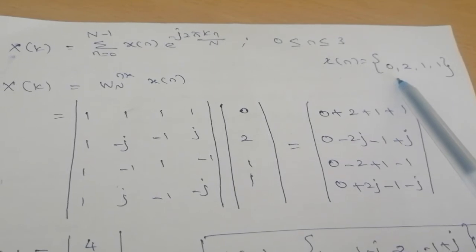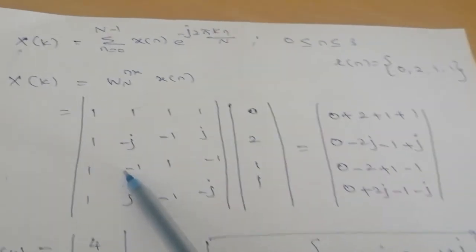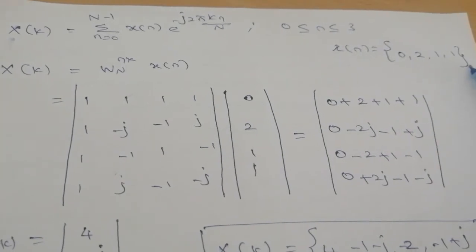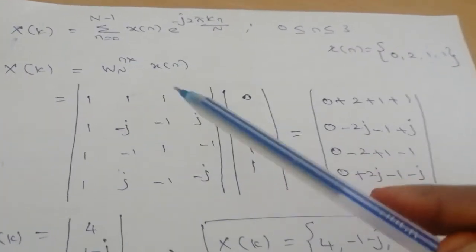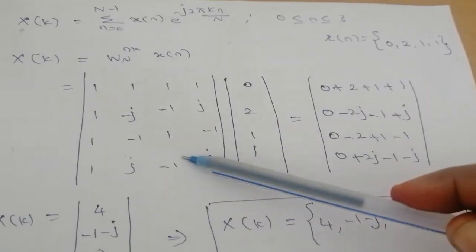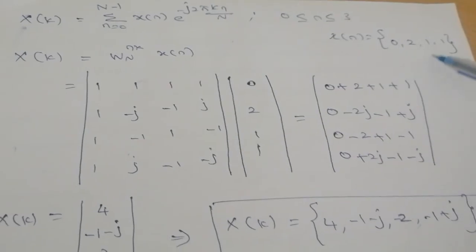If the capital N value is less than or equal to 4, you have to choose the matrix method. If greater than 4, you have to choose the direct formula method. But we can use anything, direct formula method or matrix method. But the matrix method is simple for capital N equal to 4, right?